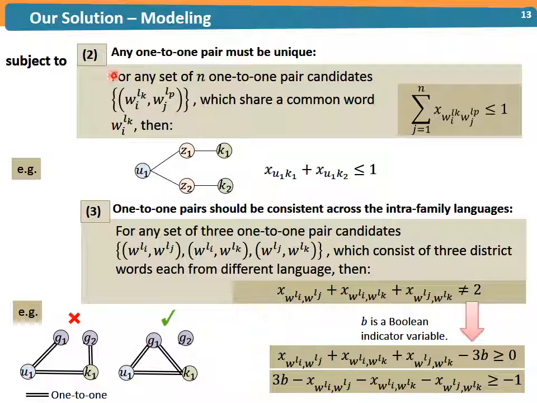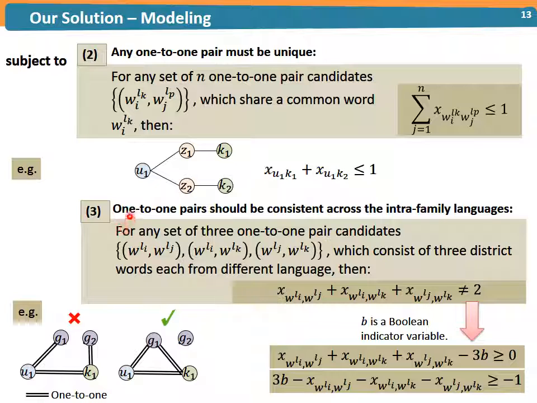The second constraint is that any one-to-one pair must be unique. It is obviously an at-most constraint, or cardinality constraint, which says that for any set of n one-to-one pair candidates which share a common word, at most one of them can be a one-to-one pair. For example, in this case, U1 has two candidates, K1 and K2, but we don't allow both of them to be one-to-one pairs at the same time. So in order to do that, we just write a simple linear expression like x_U1K1 plus x_U1K2 should be equal to or less than 1.